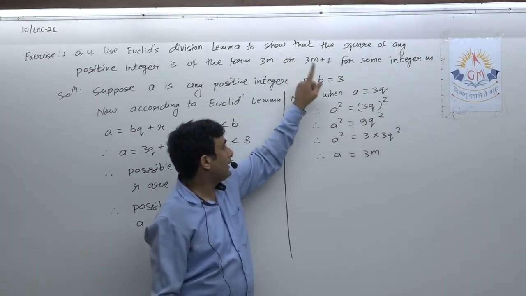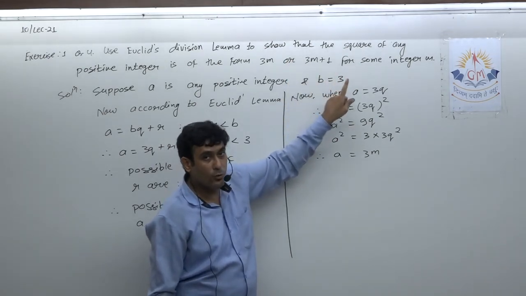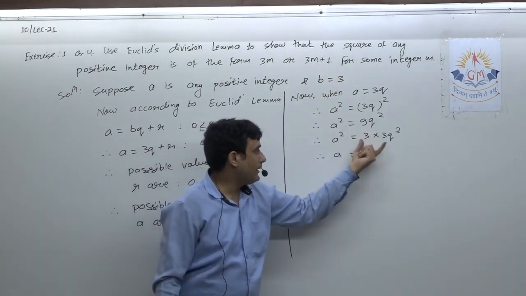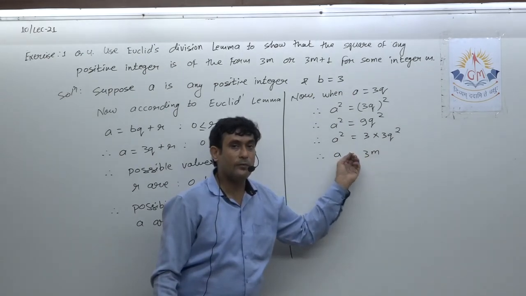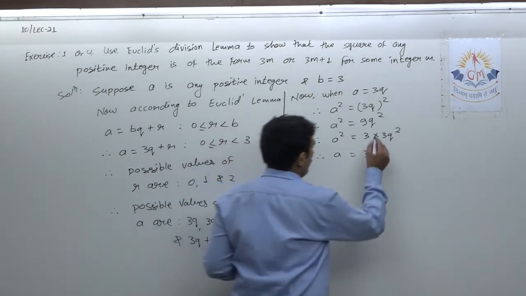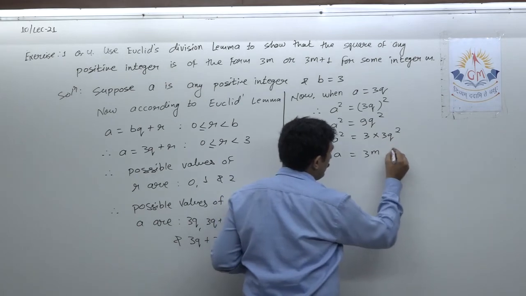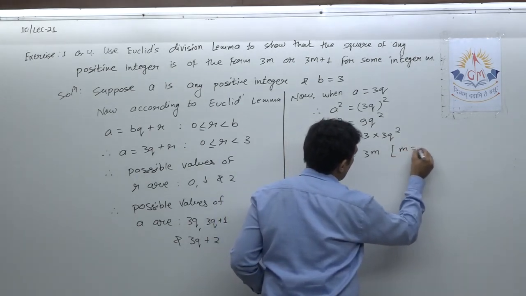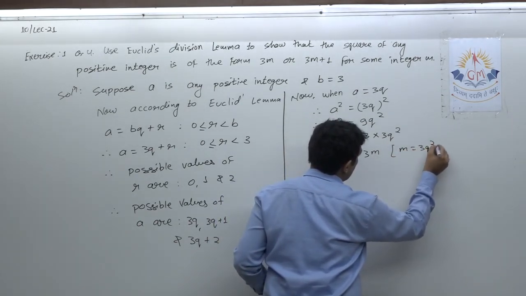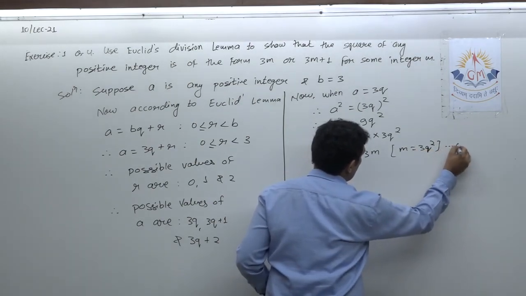Now I have to show that this square can be represented in the form of 3 multiplied by something. So I wrote 3 multiplied by this. Here I write m is equal to 3q square. Let it be equation number 1.